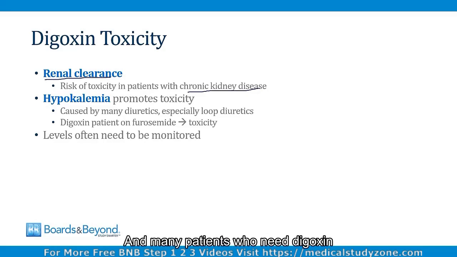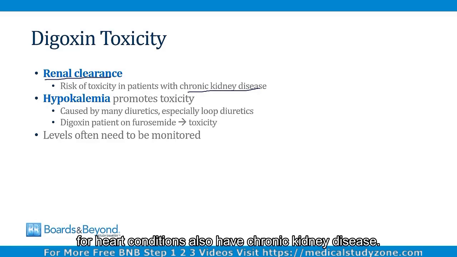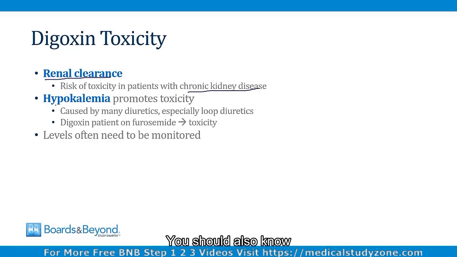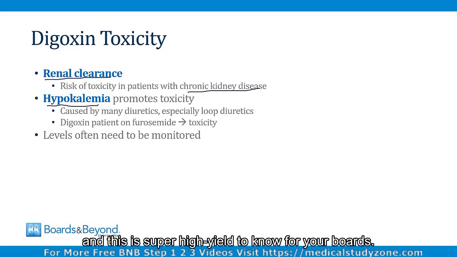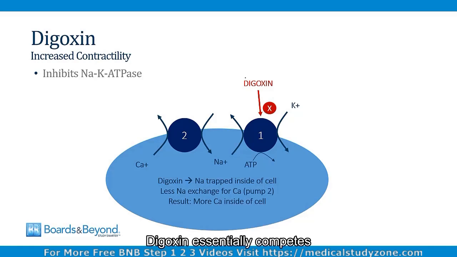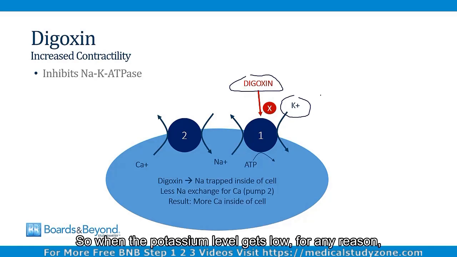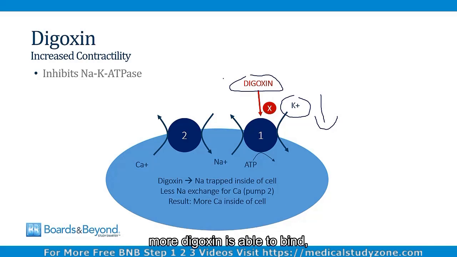And many patients who need digoxin for heart conditions also have chronic kidney disease. You should also know that hypokalemia promotes dig toxicity, and this is super high yield to know for your boards. Let's go back to this slide. Digoxin essentially competes for a binding site with potassium. So when the potassium level gets low for any reason, more digoxin is able to bind, and that amplifies the effects of digoxin, and potentially this can lead to toxicity.